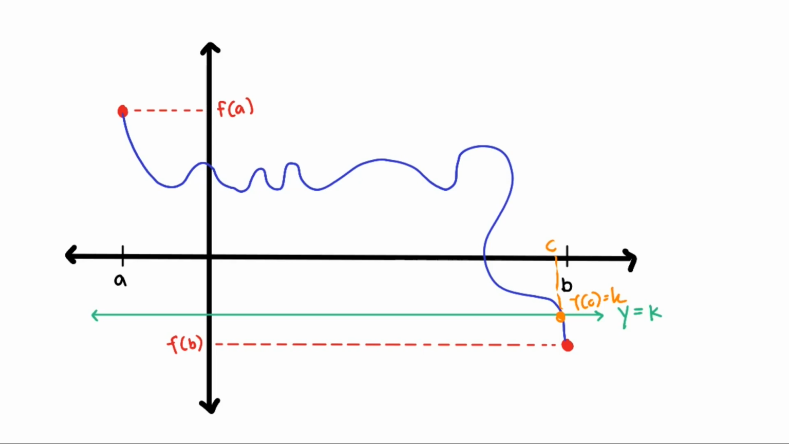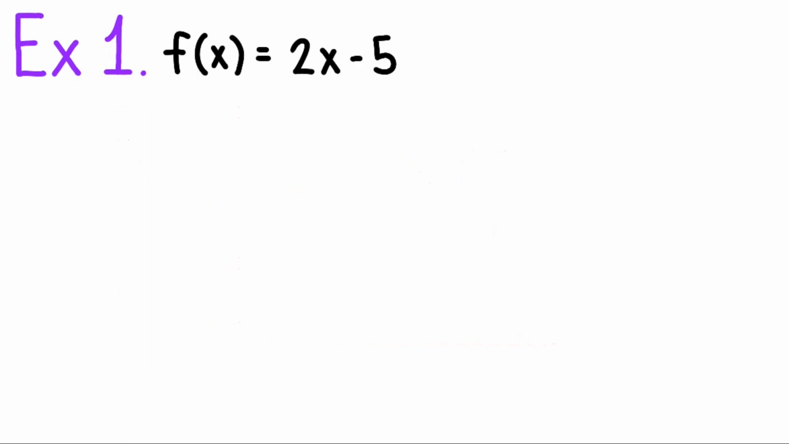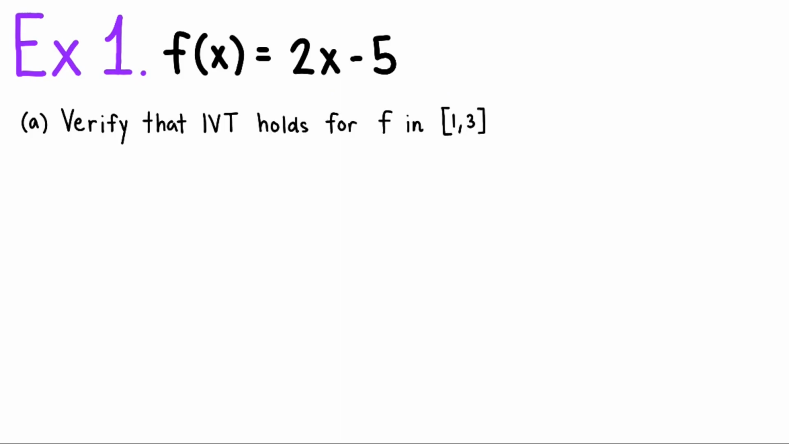So with that, let's try out some examples. Starting with this first one, we are given f(x) to be 2x minus 5. Our goal here is to first verify that IVT holds for f in the closed interval [1, 3]. Before I start this one, you may pause the video, check the theorem previously, and try this one first on your own.